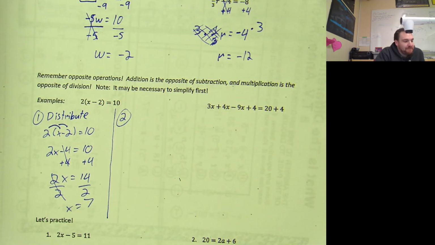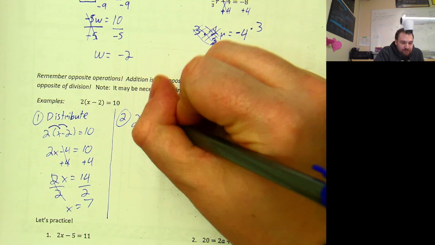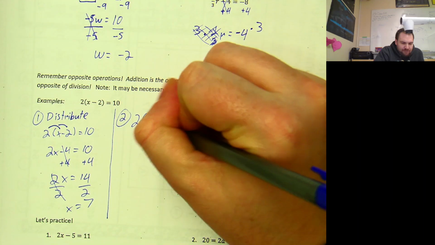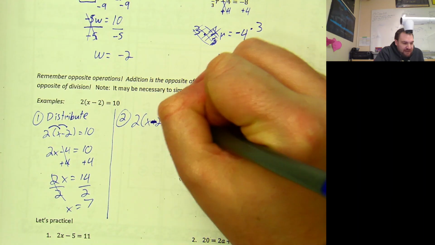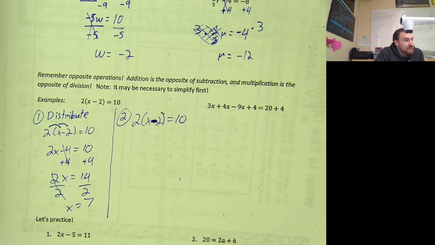There's another option here. Does anyone know what we could do differently? I'm going to rewrite out the question. 2(x minus 2) equals 10. Does anyone know an alternative first step?